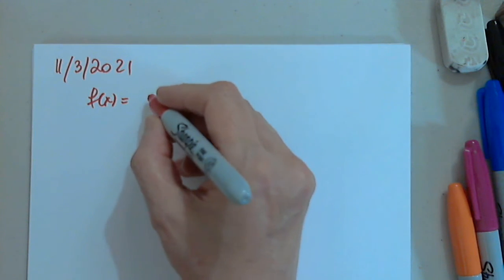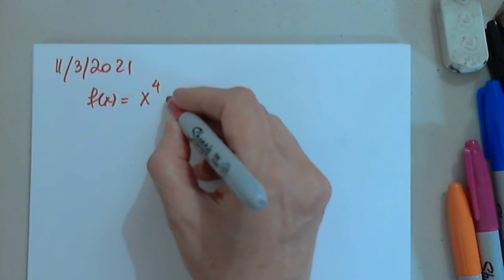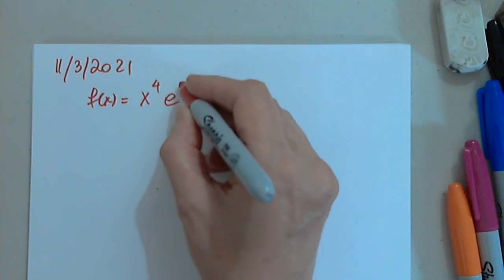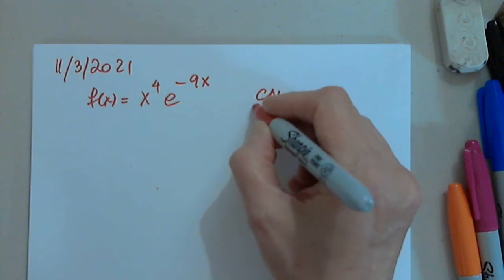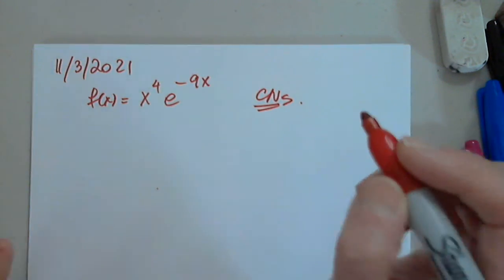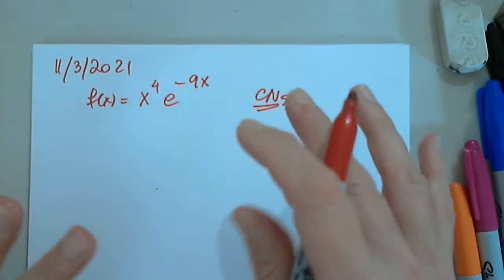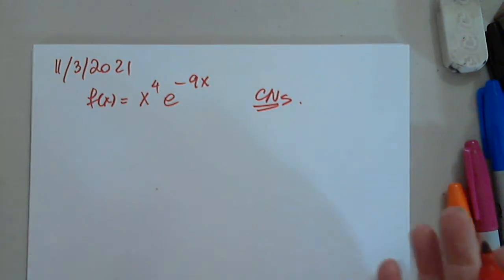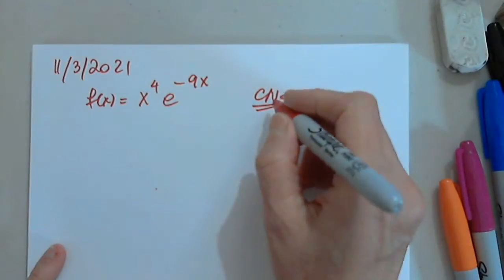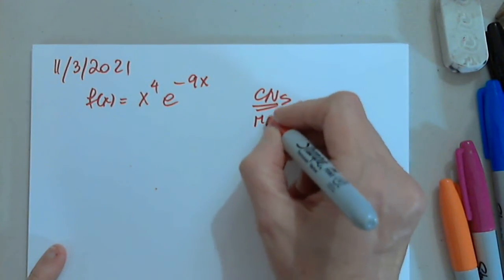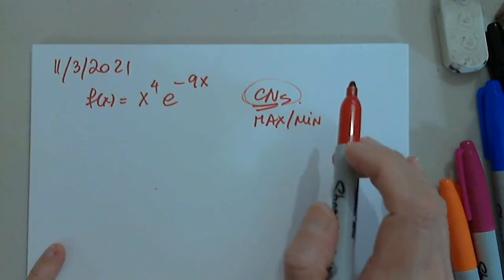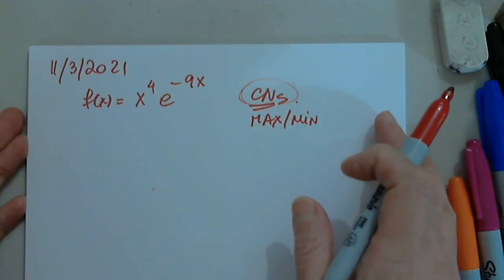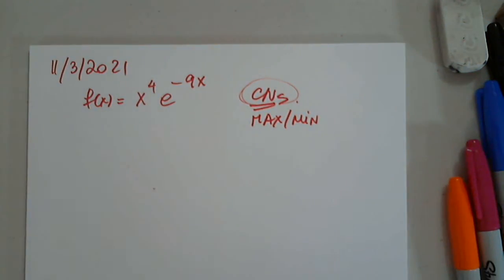f(x) equals x to the fourth times e to the negative 9x. Excellent. So we want to find the critical numbers. I will add something else because we are talking. You don't have to enter those, of course, but I would like to also determine if they are max-min. I don't want to just stop at this. But you will enter whatever you need to enter in WebAssign.